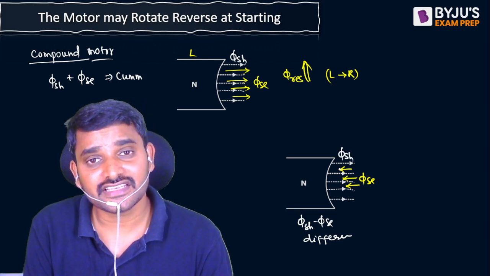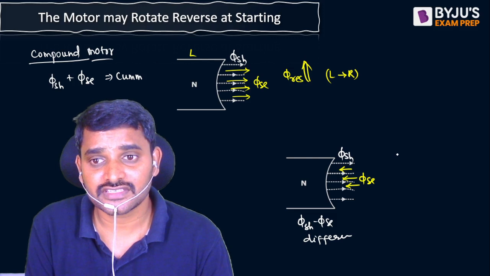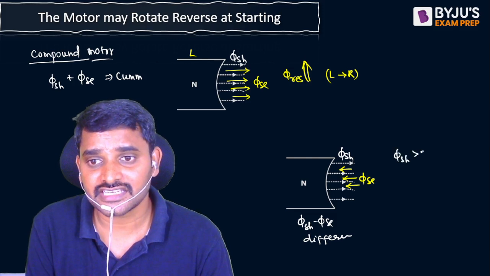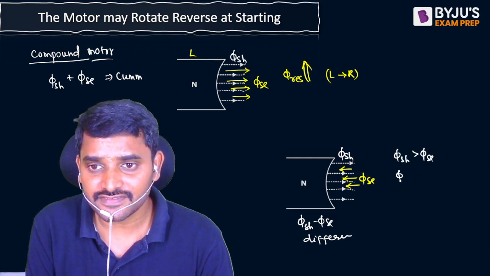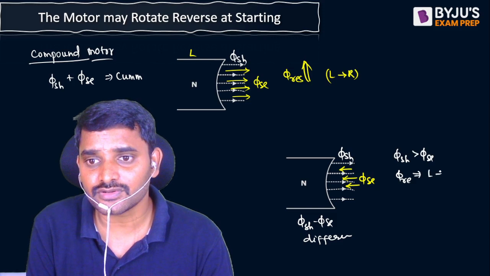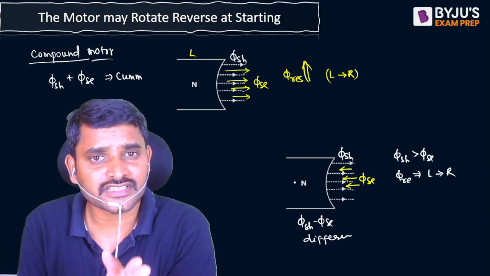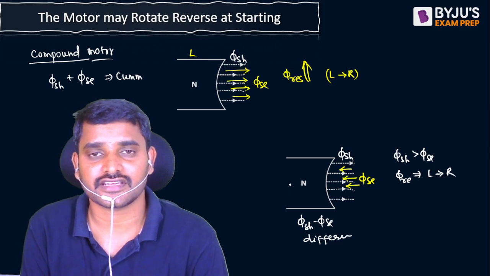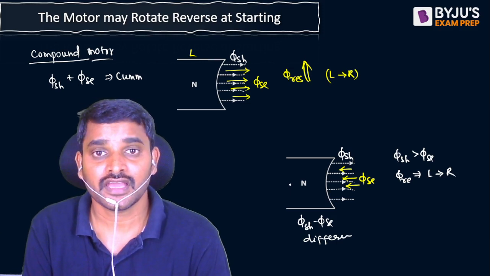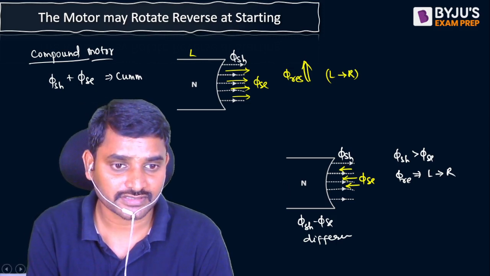If the shunt field flux lines are greater than the series field flux lines, the resultant flux direction is still left to right only. That is, north pole on the left side, and south pole on the right side. Establishment will be.